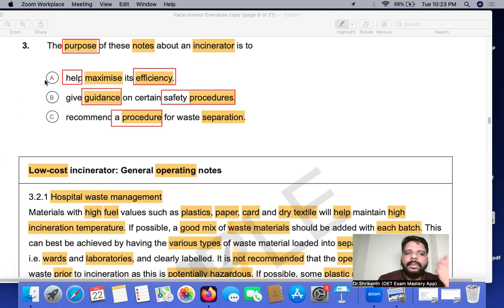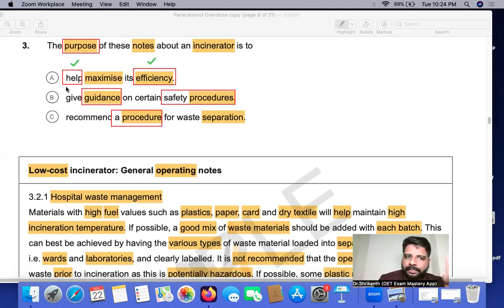Now, let's see if the verbs are mentioned. Do you think the purpose of these notes is to help maintain the efficiency? Yes. So this is a very cheap incinerator. It is not a very expensive incinerator. So in order to maintain high temperatures, we have to add plastics, paper, this thing and that thing. And you have to sort the waste at the source itself. And then with each batch, you have to give a good mix. So everything we are writing, the purpose is to make sure that this cheap incinerator works very nicely at high temperature. Because if there is high temperature, then everything will be reduced to ashes.